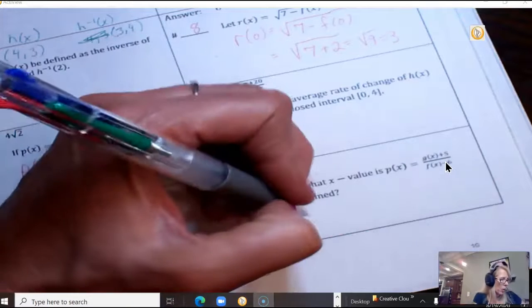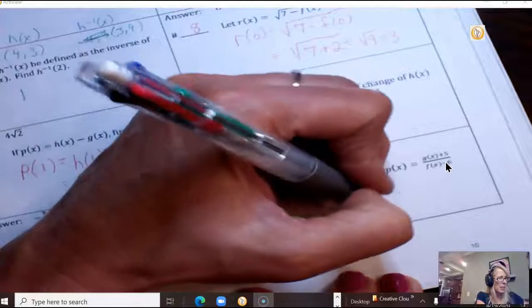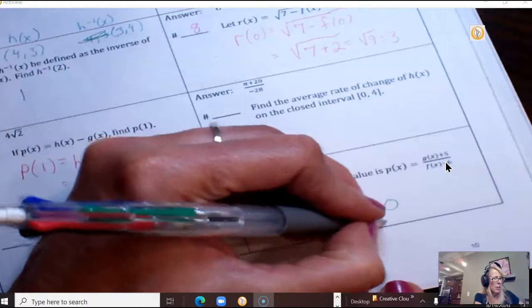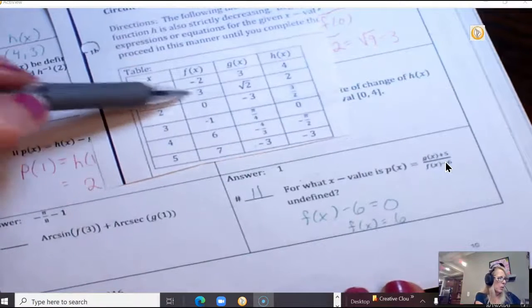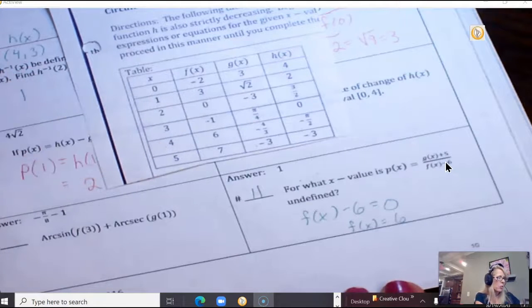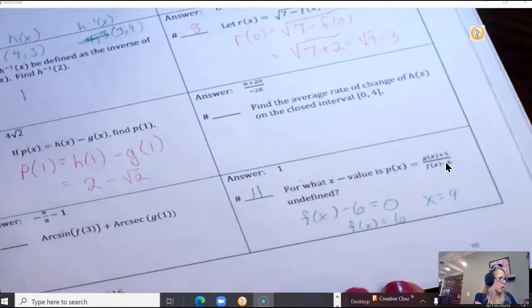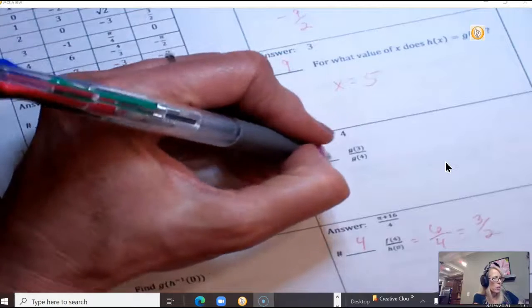Okay, so what I want to do is take f of x minus 6, and I'm going to set it to 0 and solve. That means where is f of x equal to 6? Bring our table in. I'm looking at f of x. Where is it equal to 6? Well, it's where x is equal to 4. So x equals 4. All right, so again, I'm looking for the answer number 4. I think it must be on the other page. It is. It's on the other page, second column. So this will be number 12.